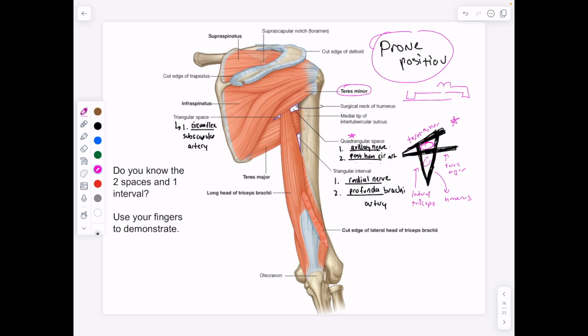Then we have the triangular interval right here, which also has two things: the radial nerve, which we know is important for innervating all of the muscles on the posterior compartments of the arm and forearm, so very important, don't damage that, and the profunda brachii artery, which supplies the muscles of the posterior arm.